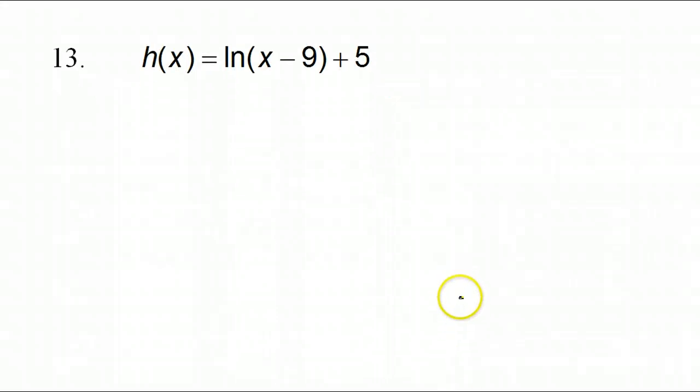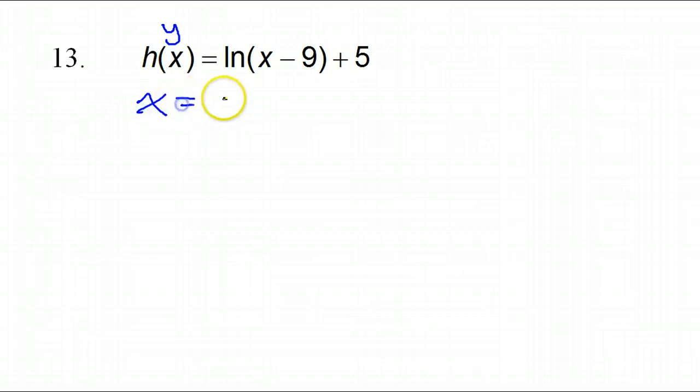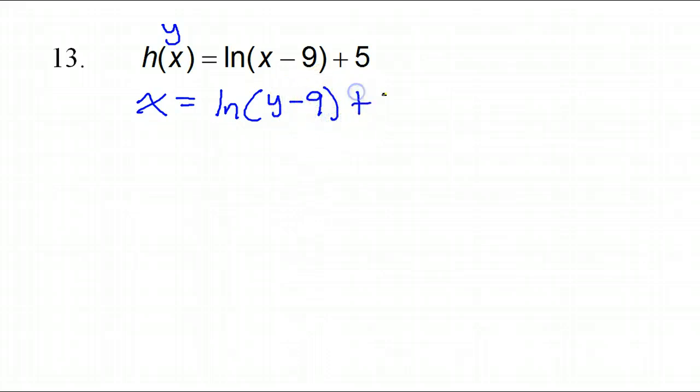Wait and see. So this h is like a y. There's 2 steps in this process. Well, 3 if you count the step where you put down your pencil. Yeah, didn't see that coming, did you? You switch x and y, and then you solve for y. So this will be x equals natural log y minus 9 plus 5.